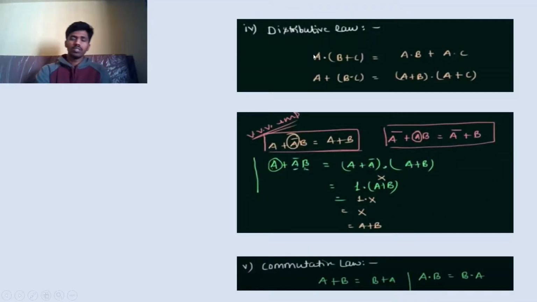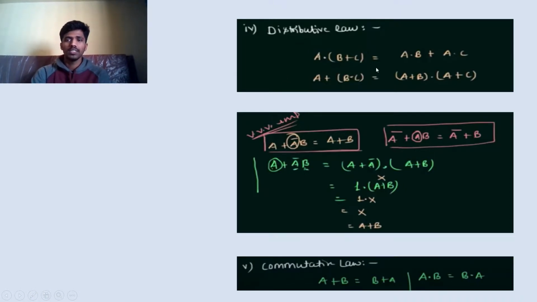Now let's look into the distributive law. Whenever you multiply A with B or C, then you will get A and B or A and C. When A or B dot C, then we will get A or B and A or C.